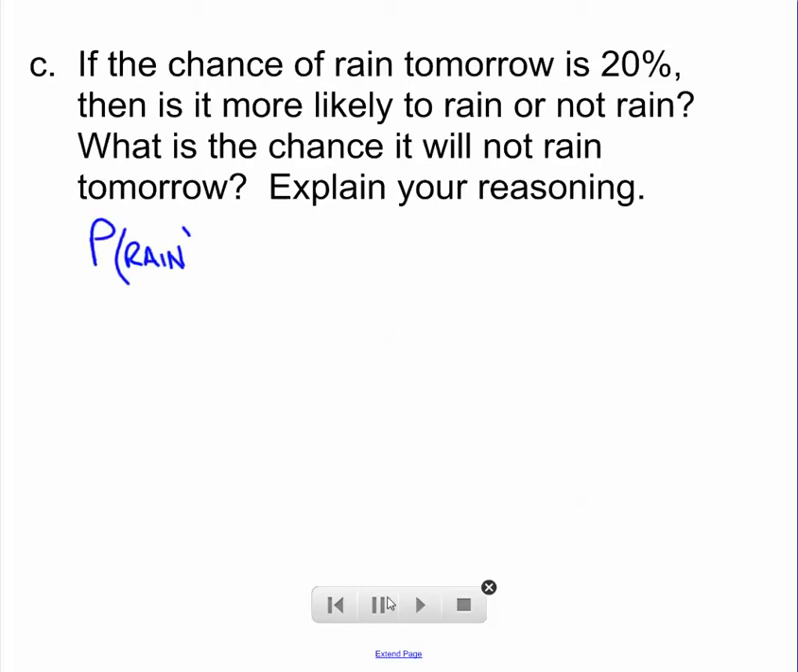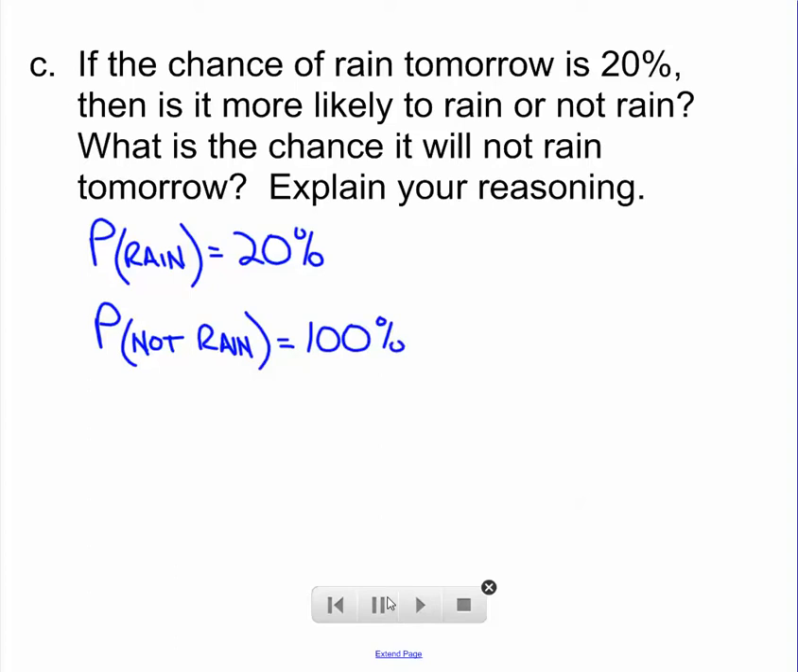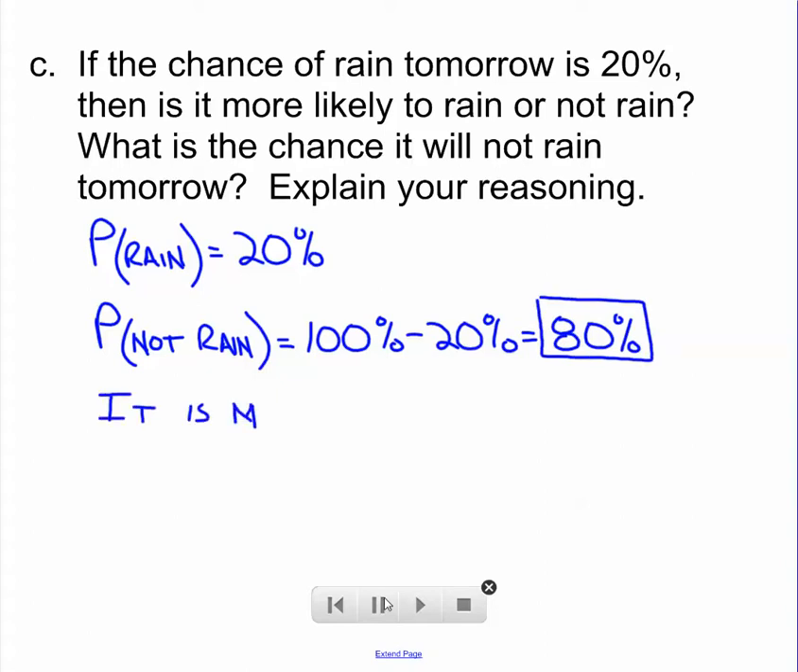So if the probability that it's going to rain is 20%, then the probability that it's not going to rain would be 100% minus 20%. Just 80%. So there's the probability that it's not going to rain. So that means it is more likely that it's not going to rain than it is going to rain, because 80% is higher than 20%.